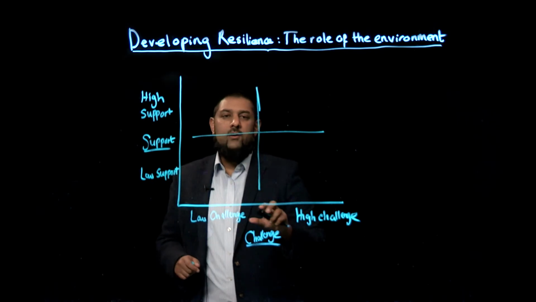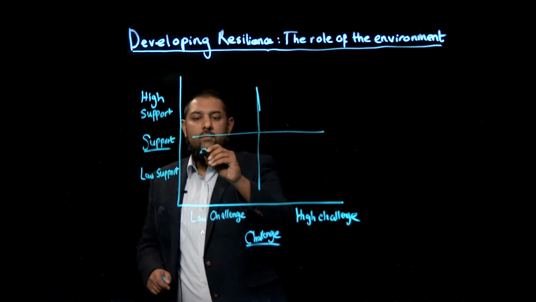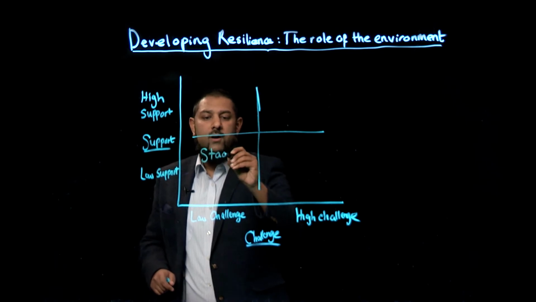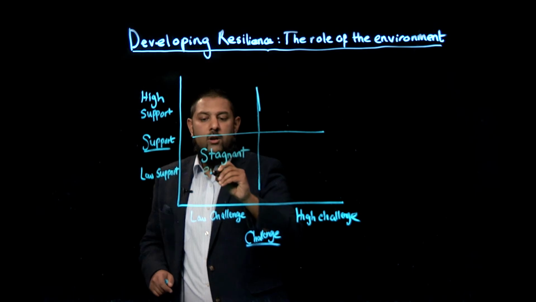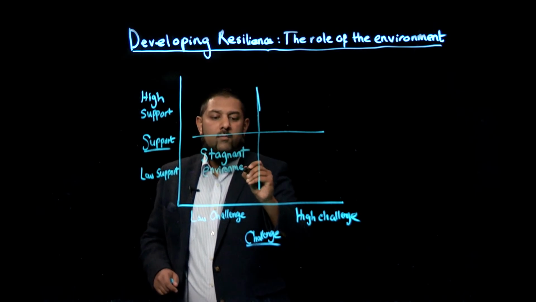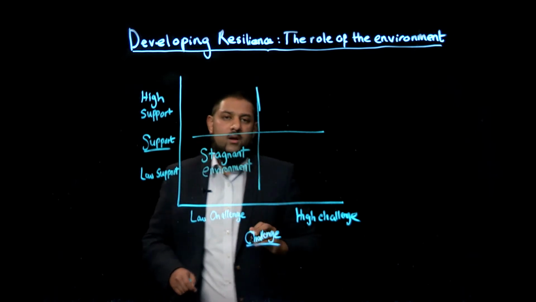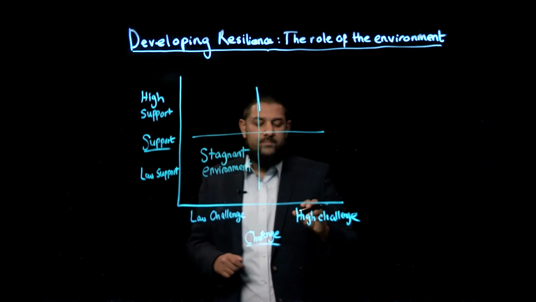In the bottom left-hand corner, you've got an environment where there's low challenge and low support, and that refers to a stagnant environment. This is an environment where not much is going on. People are just surviving. People feel bored. People don't feel particularly stimulated to work in that environment.